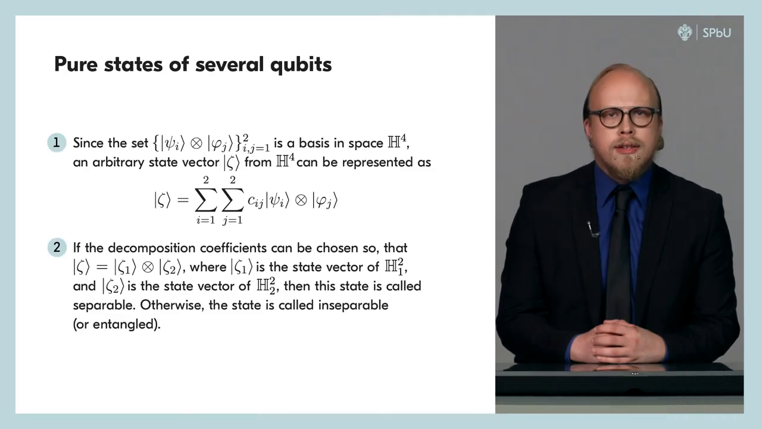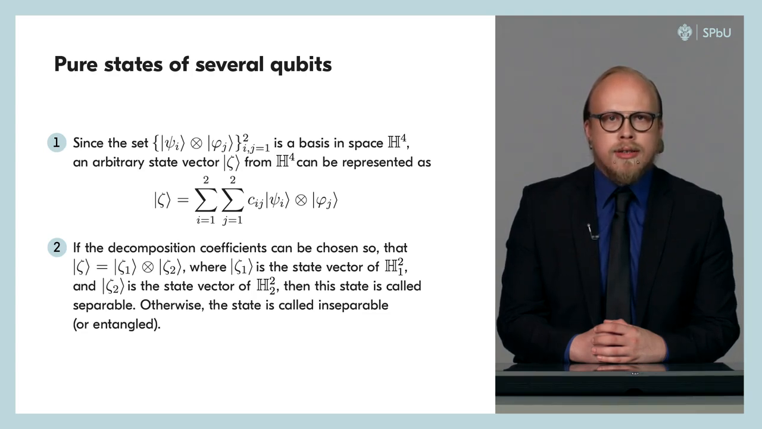In conclusion, let us consider pure and mixed states of a physical system consisting of several qubits, and introduce the definition of the so-called entangled states, which are a very important class of quantum states. Let's start with the pure state. It is enough for us to consider a physical system consisting of two qubits. And as we know, the basis of such a system is expressed in terms of tensor products of the basis states of each qubit. On the slide, this is a set of psi i states multiplied by phi j states, where the indices i and j run through the values 1 and 2.